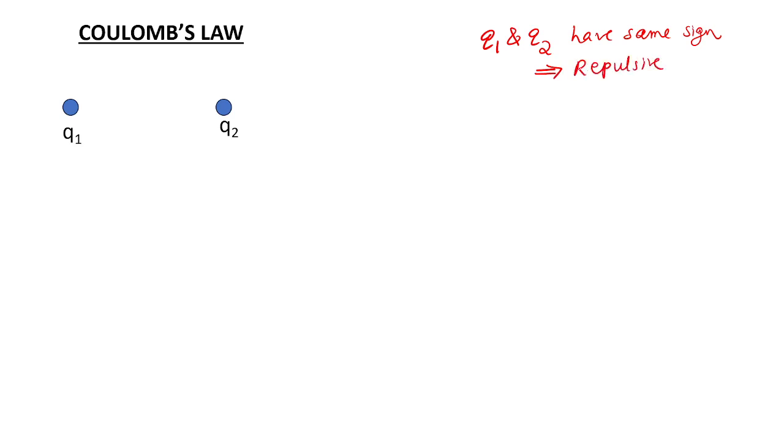Now, let me explain Coulomb's law. We have two charges, Q1 and Q2. Remember, there will be attractive or repulsive forces between them. If Q1 and Q2 have the same sign, meaning positive, positive or negative, negative, then the force will be repulsive.